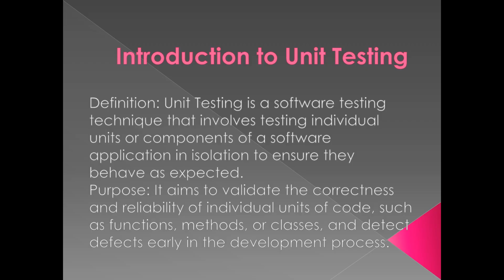Introduction to unit testing. Definition: unit testing is a software testing technique that involves testing individual units or components of a software application in isolation to ensure they behave as expected. Purpose: it aims to validate the correctness and reliability of individual units of code, such as functions, methods, or classes, and detect defects early in the development process.